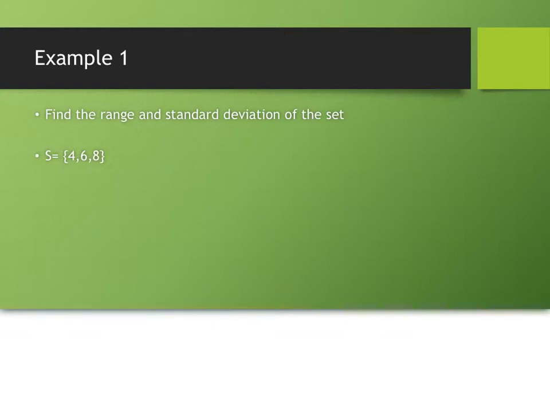All right, hopefully you've gotten this, and I want to make you look deeper than just the calculations. So, range is the easier of the two things to calculate. Range is the highest minus the lowest. So in this case, our high was 8, our low was 4, so we have a range of 4.